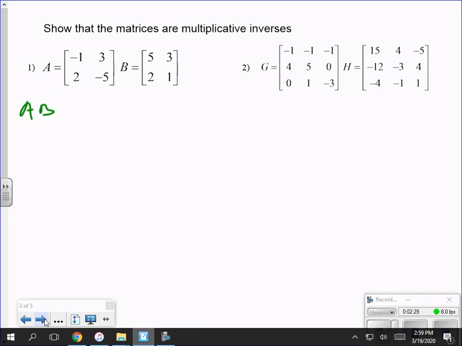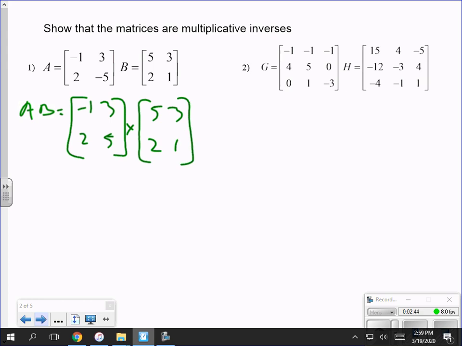Okay, so A times B means that I take matrix A, negative 1, 2, 3, negative 5, times matrix B, 5, 2, 3, 1, and I multiply them together. So I do this row times this column to get the first one. Negative 1 times 5, 3 times 2, so that's negative 5 plus 6, and I get 1 right up in the front. Then I take this row times this column to get the second one. 2 times 5, sorry, I just copied that wrong, that's a negative 5. 2 times 5, negative 5 times 2, and guess what?